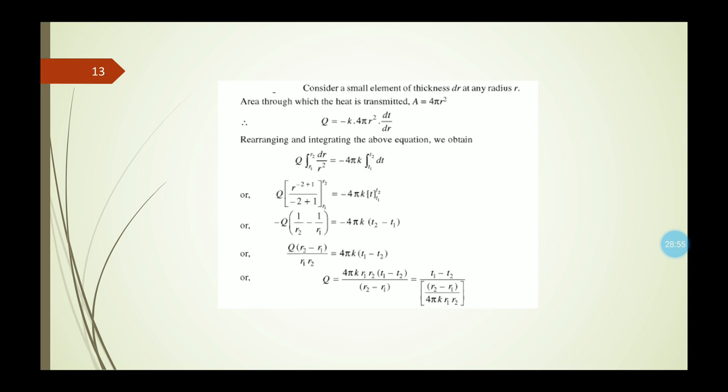Now after integrating within the considered limits, that is, the radius from r1 to r2 and the temperature from T1 to T2, after 2 or 3 steps we will get the equation for Q, which equals T1 minus T2 divided by R2 minus R1 by 4 pi K R1 R2. So this is the final representation of the heat transfer in case of a hollow sphere.